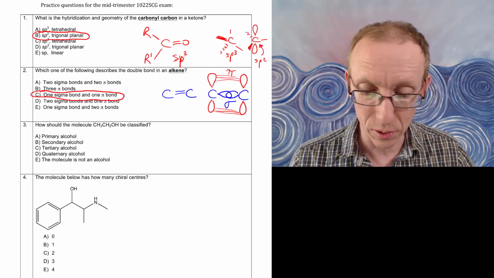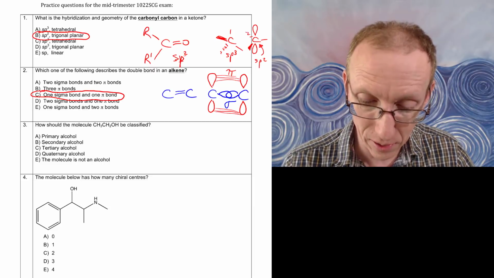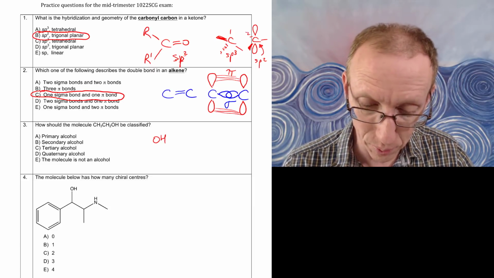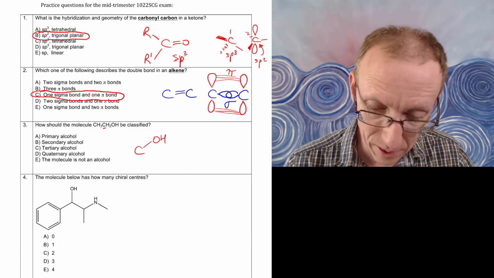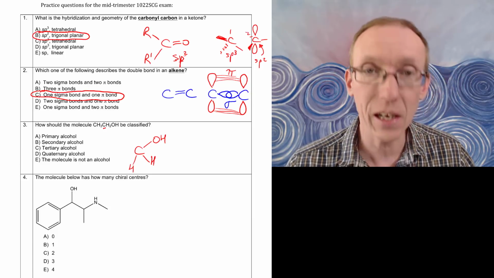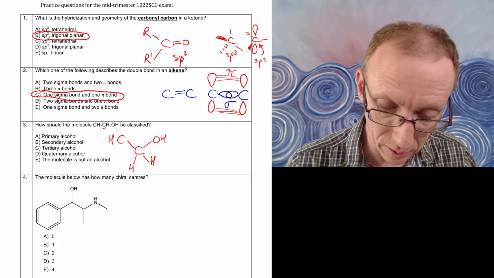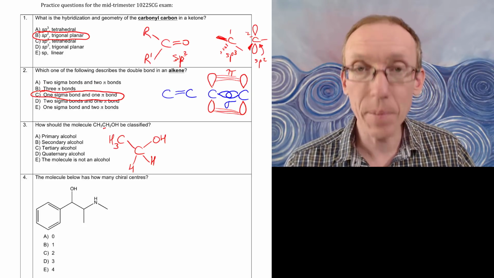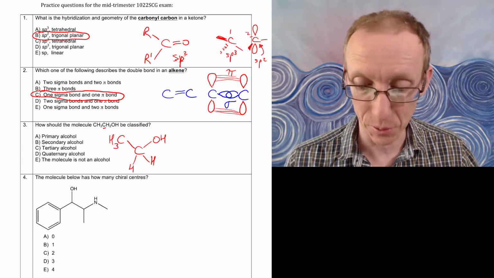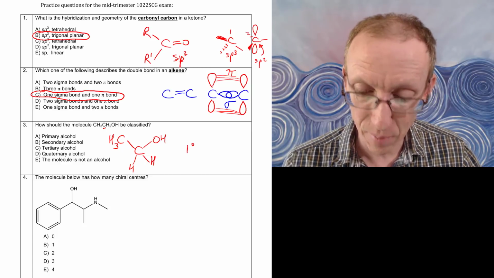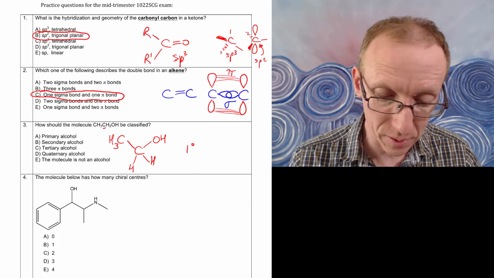Question 3, how should the molecule CH3CH2OH be classified? So this is just ethanol. So we've got an OH group attached to a carbon atom. So that's this one here. And then that carbon atom has 2 hydrogens attached, and then it has a CH3 group. So I'll draw it like that. So the carbon bearing the hydroxyl group has 2 hydrogens and 1 carbon substituent, and that means that it is a primary alcohol. So it has just 1 non-hydrogen substituent, so the answer is A.